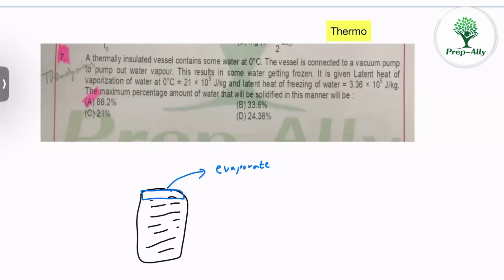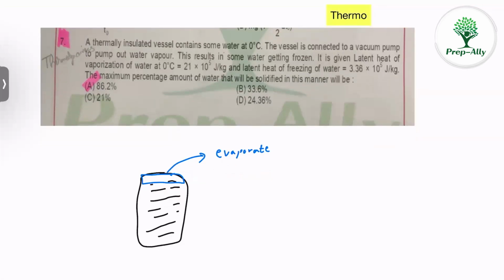Okay, so let's say X amount of mass is evaporating. The balance mass is M minus X.